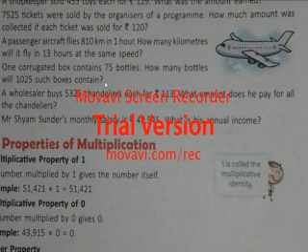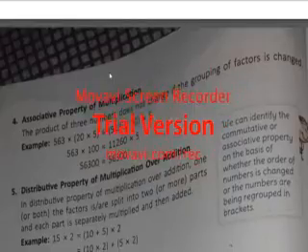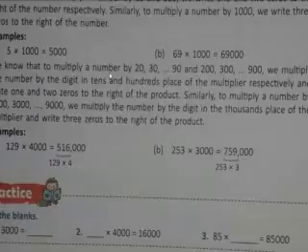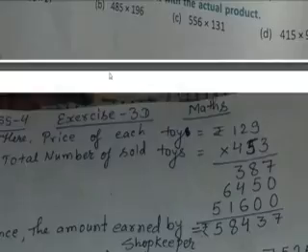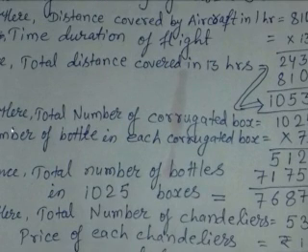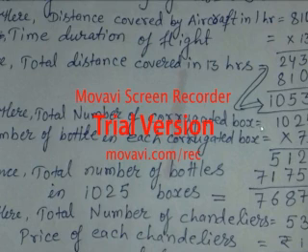So here it has been said 75 crushed bottles can be there in one box. So how many bottles will be there in 1025 boxes? As I already said, you have to multiply it. As you can see over here, I had multiplied also. Here total number of corrugated boxes is equal to 1025. Number of bottles in each corrugated box is equal to 75.